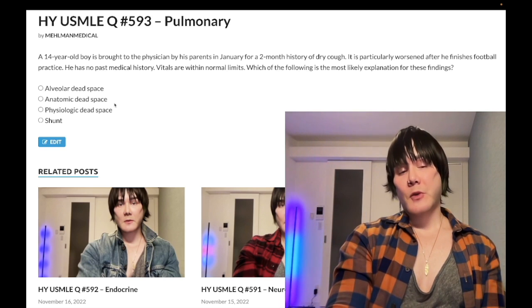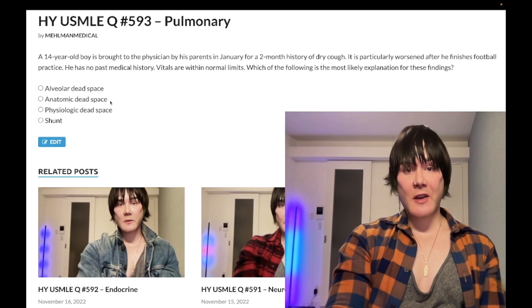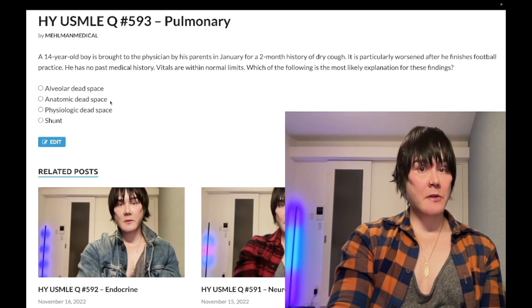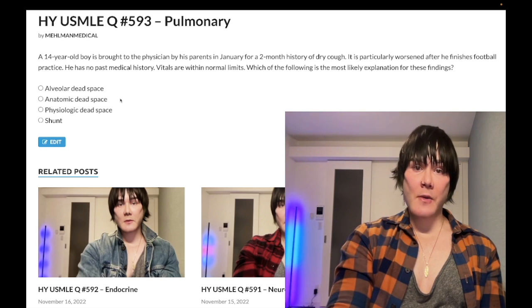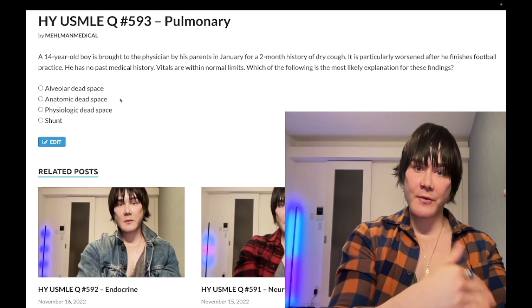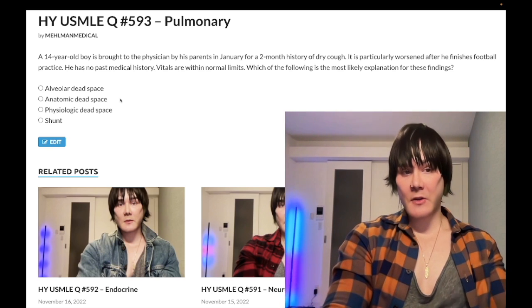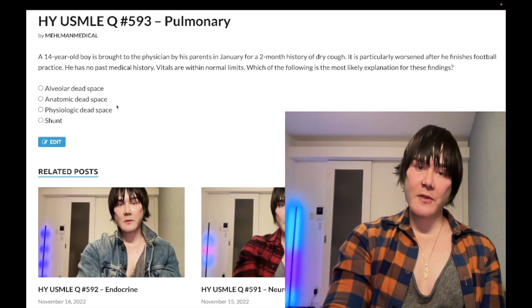Anatomic dead space refers to natural areas of the respiratory tree, such as the trachea, bronchi, even terminal bronchioles, that are ventilated. You're clearly breathing in and out, but they're not partaking in gas exchange. Okay, so that's high V compared to Q. They're not partaking in gas exchange because they're not perfused in terms of being able to take in the oxygen and get rid of CO2 for that matter. That's anatomic dead space. Physiologic dead space refers to the sum of these two.